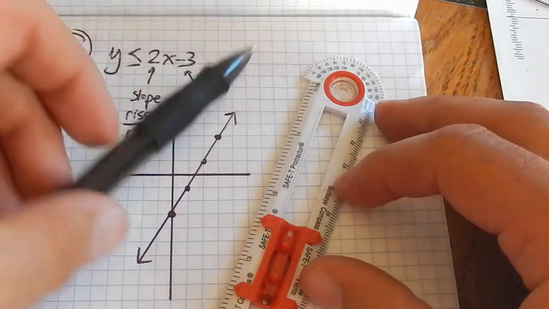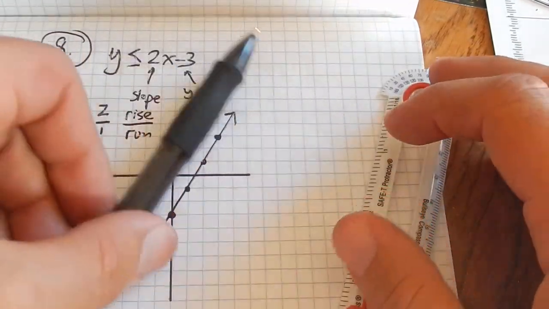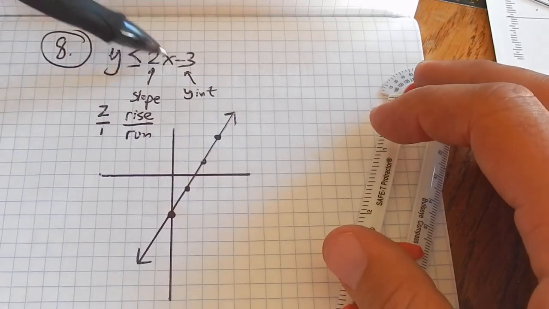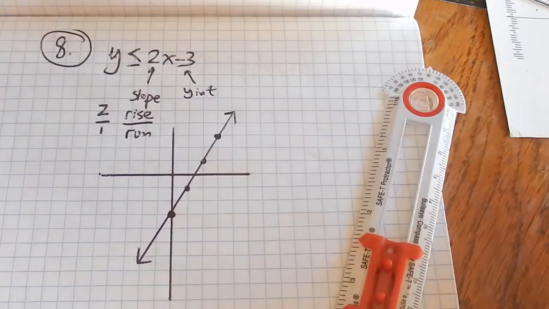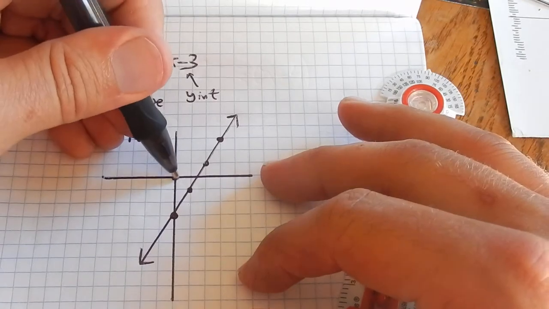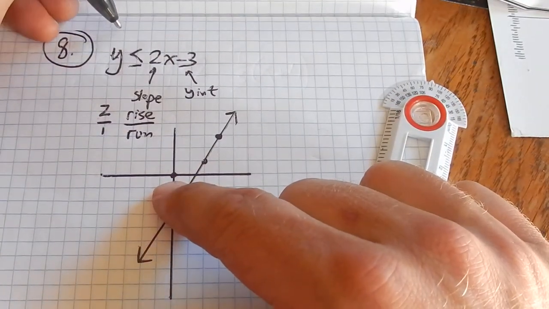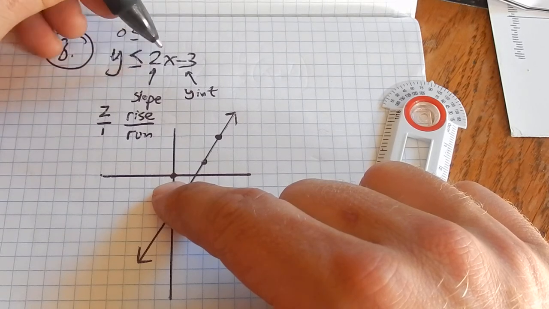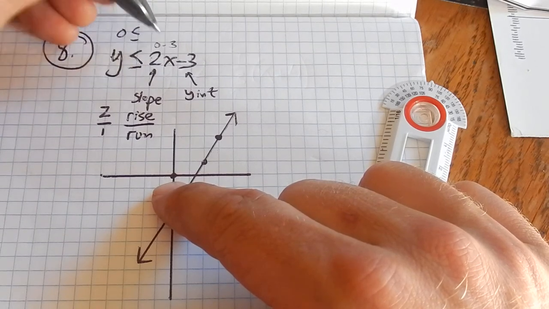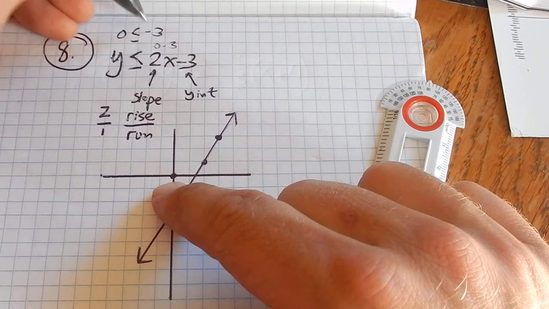Next thing I need to decide is whether I'm going to shade above or below. What collection of points makes this true, above the line or below the line? I'm just going to test a point and see what happens. So I'm going to test (0, 0). I love testing (0, 0) because it's so little work. Y is 0. X is 0. 2 times 0 is 0. So I have 0 minus 3.